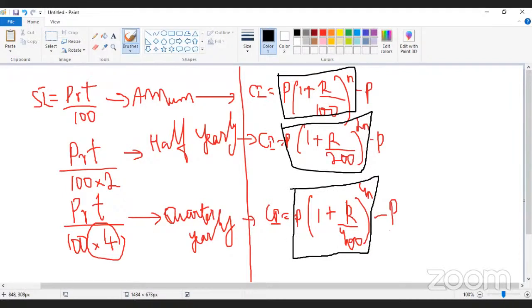If I make that minus P, then I'm going to get only the interest amount. If I don't make it, then I'm going to get maturity. If I don't do minus P, it is called maturity. If I do minus P, it is called only finding the interest. It is not maturity.